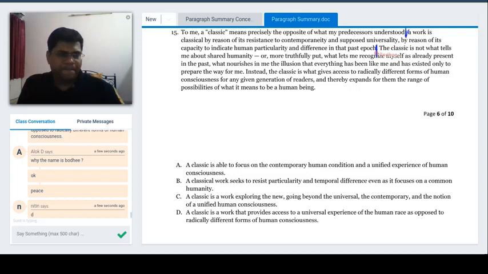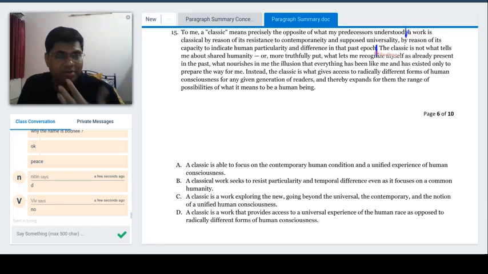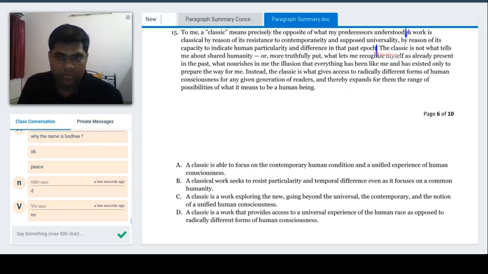A work is classic by reason of its resistance to contemporaneity. I don't know. And supposed universality. So let's not fight. Let's go to the next sentence. Maybe I might get a better idea of what exactly the author is trying to say. He says the classic is not what tells me about shared humanity. So here I have a better understanding.